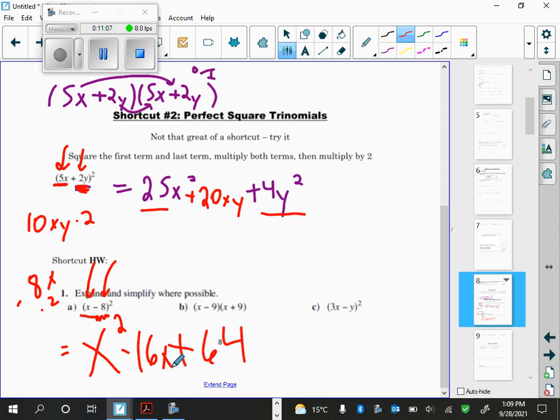Okay, try this one now, using the shortcut. Try C using the shortcut: 3x subtract y all squared.